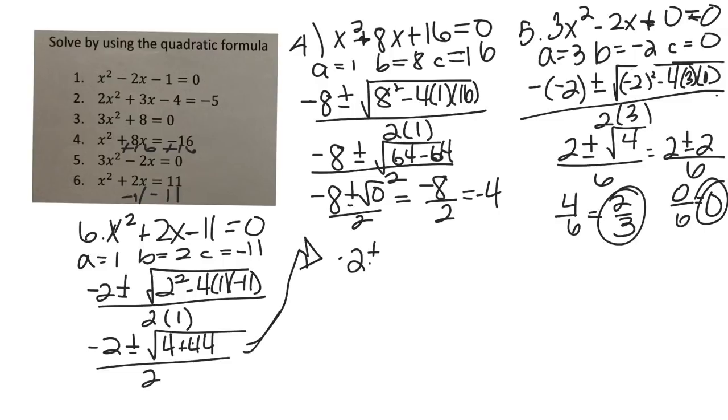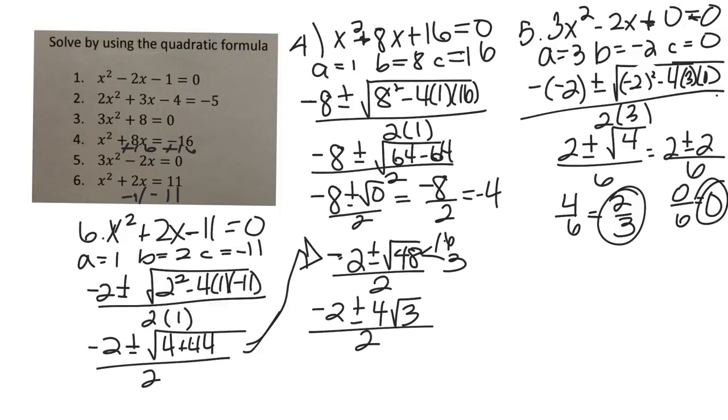Negative 2 plus or minus the square root of 48 over 2. 48 is 16 and 3. If you do 6 and 8, that's fine, but you have to break the 8 down some more, and then you can break down what's left. But I like to look at that as 16 times 3. It makes my life easier because the square root of 16 is 4. So I get 4 square root of 3, negative 2 plus or minus that, divided by 2.